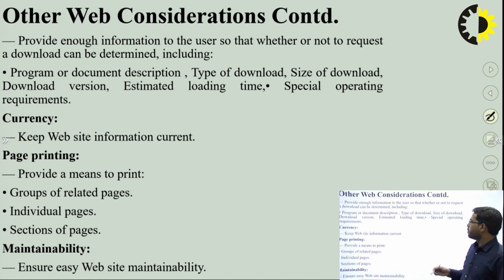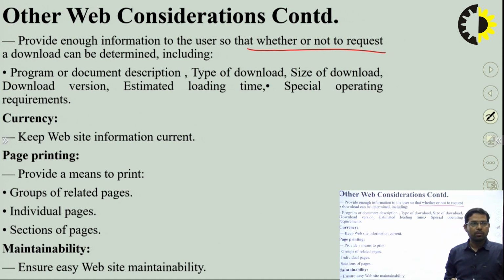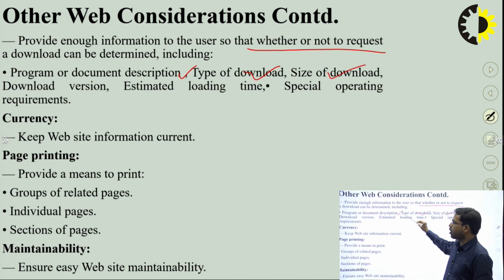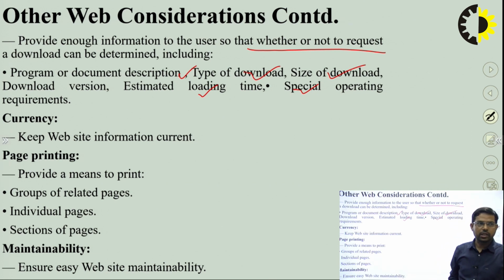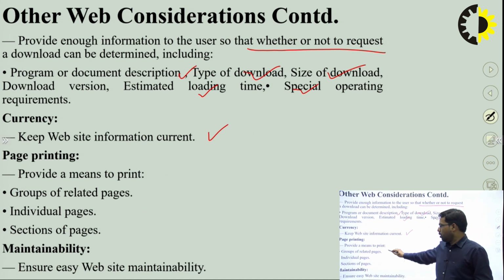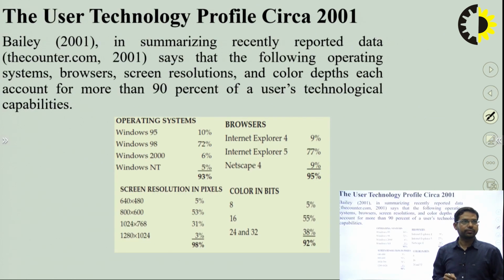Provide enough information to the user, not too low or not too high. Downloads can be determined including program document description, types of downloads, size of the download, download version, estimated loading time, special operating requirements. Currency: keep website information current. Printing: we have to create printing according to the website, so provide a means to print. Group of related pages, individual pages, sections of the pages. Maintainability: ensure easy website maintainability.